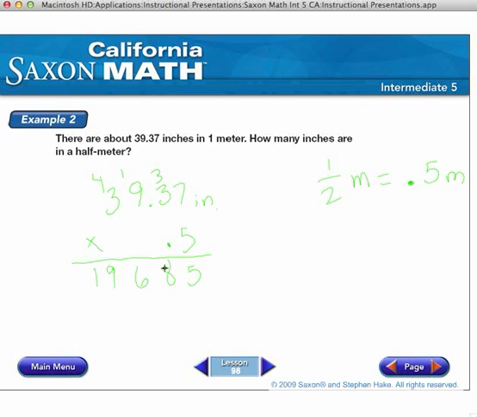Now that I have finished multiplying, now I'm going to go worry about the decimals. And I see that I have 1, 2, 3 digits to the right of the decimal. So I'm going to take this decimal and move it 1, 2, 3 places so that I get 19.685 inches. So do not worry about your decimals and where they go until you're totally done multiplying, and then you'll put the decimals back in. Okay?